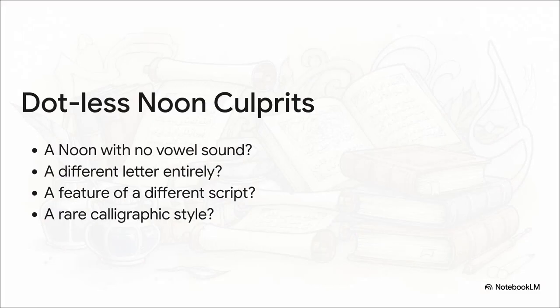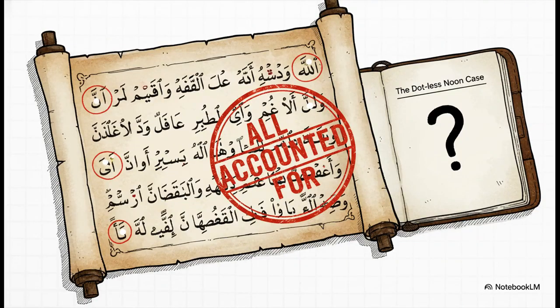So when you see a potential noon without a dot, a few things might run through your mind. Could it be a noon that just doesn't have a vowel sound? Or maybe it's not a noon at all, but a totally different letter that just looks similar. Maybe it's a quirk from a different script, like Urdu, or just a super rare, artsy style of calligraphy. So, after all that guesswork, what's the final verdict for the verse we've been looking at? Well, it turns out that in this specific text, every single noon has its dot, present and accounted for. So for us today, the mystery isn't solved, which honestly just makes the hunt that much more exciting for the next time.